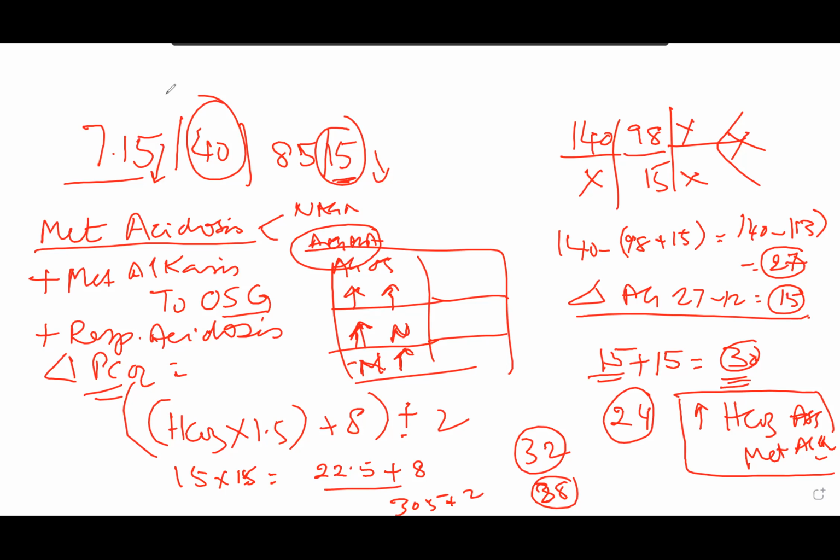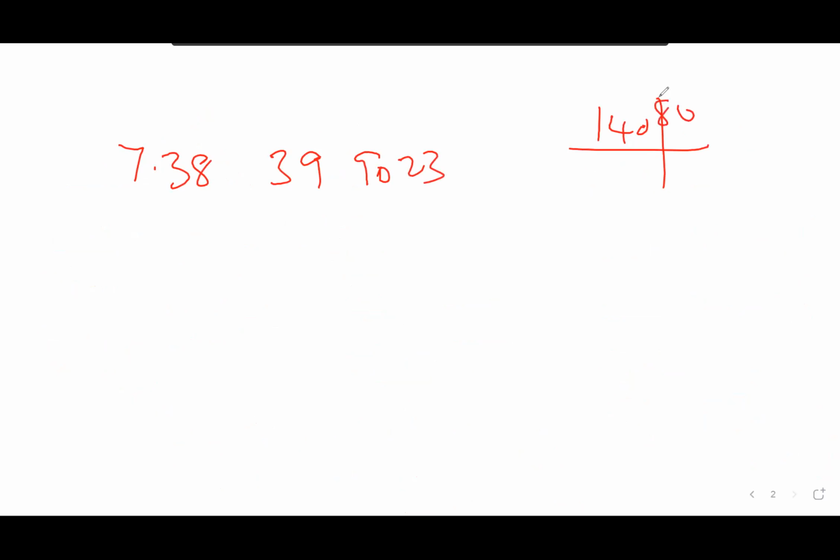Let's take another example and see. We will use the next page, page 2, wherein we will take another disorder where there is a combination. So the values are pH 7.38, PCO2 39, bicarbonate 23, and the numbers sodium 140, chloride 80 and bicarbonate 23.